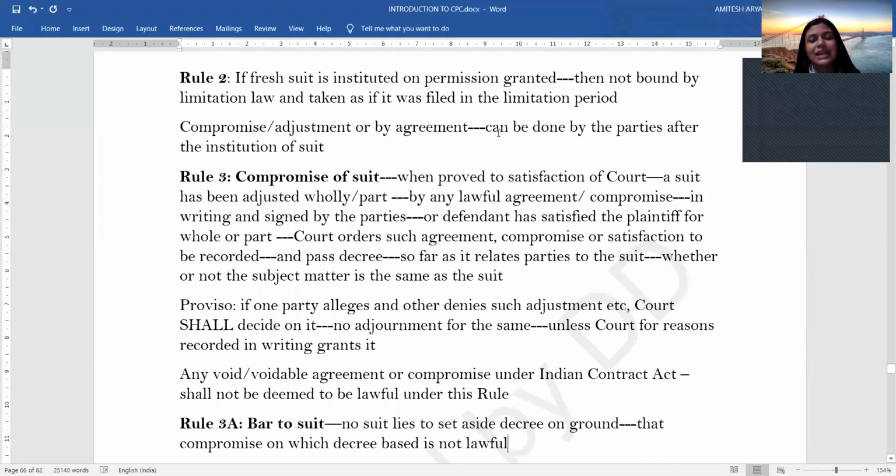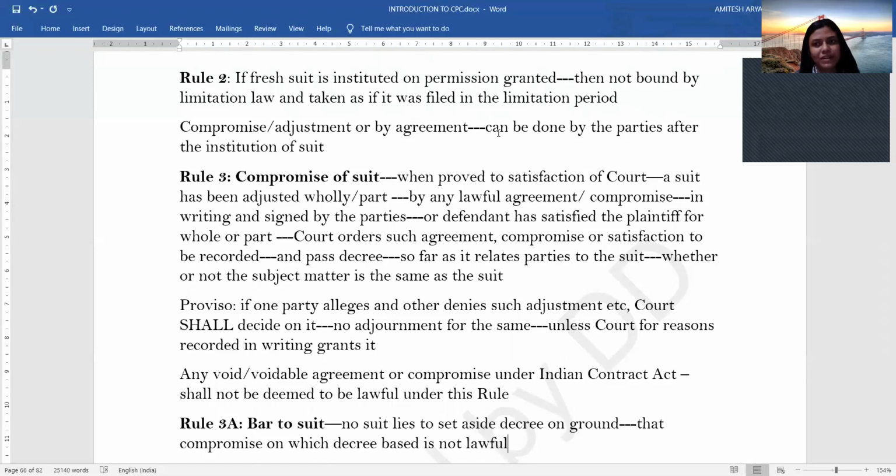Now, Rule 3 is telling us about the compromise of suit. When it is proved to the satisfaction of the court that a particular suit has been adjusted in whole or in part, how? By a lawful agreement or compromise in writing, and the same is signed by the parties, or the defendant has satisfied the plaintiff for the whole or part. Such agreement, such compromise, such satisfaction can be recorded, and in respect of the same, a decree can be passed in relation to the parties to the suit.